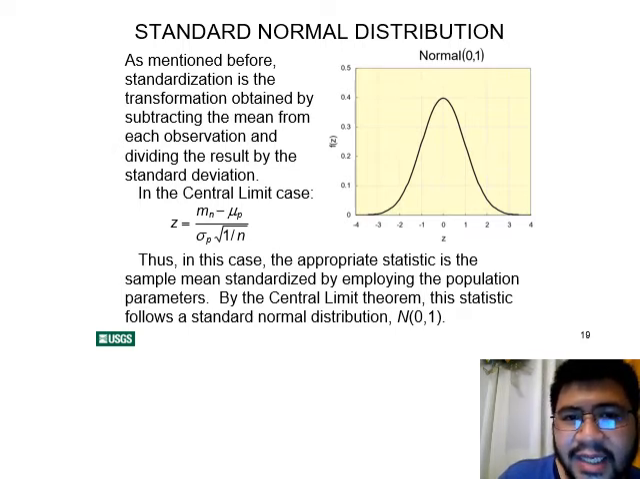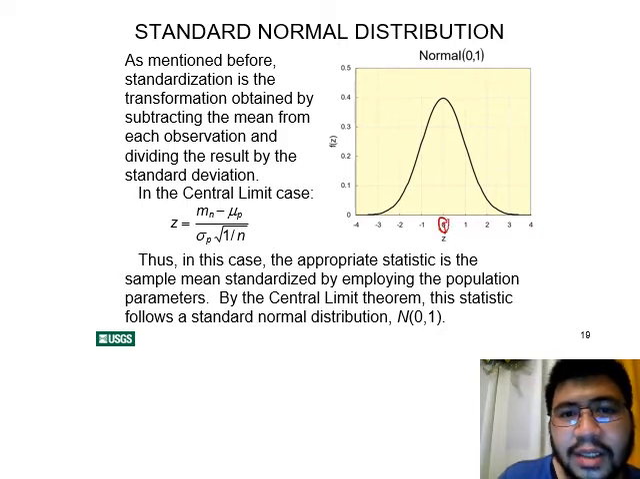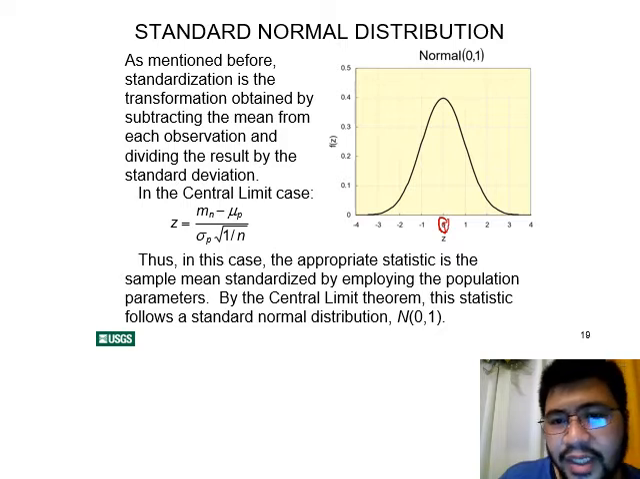So again, this is the standard normal distribution. It is also called the z distribution. It is a special normal distribution where the mean is 0. The central part here is 0, and the standard deviation is equal to 1.